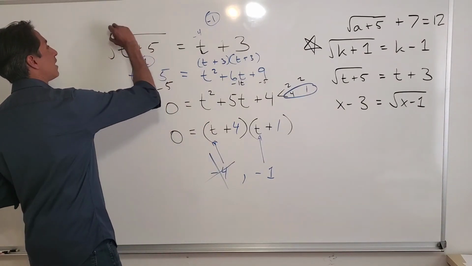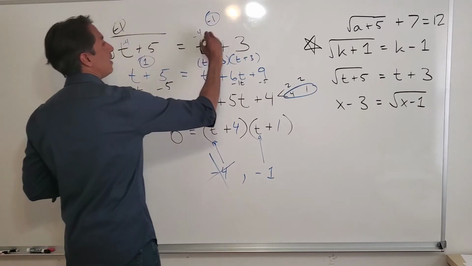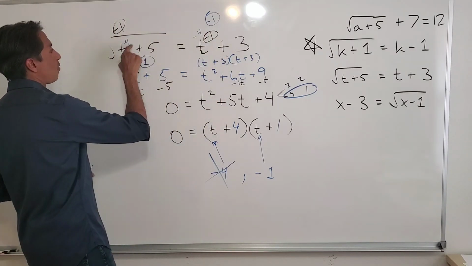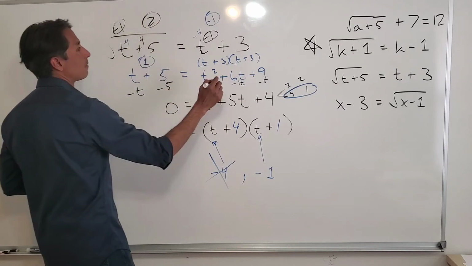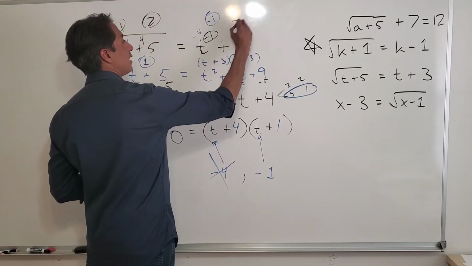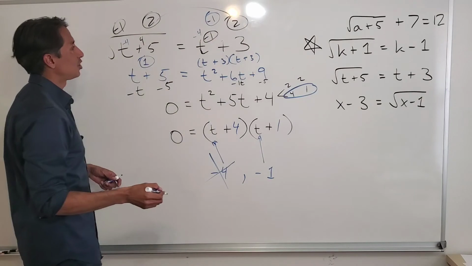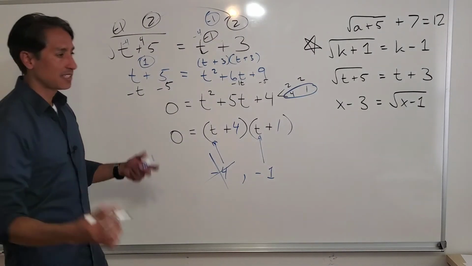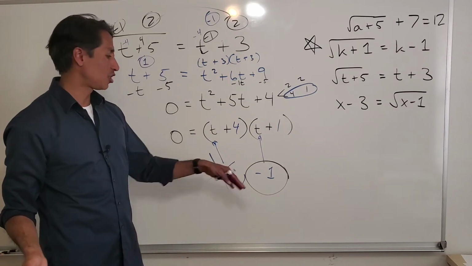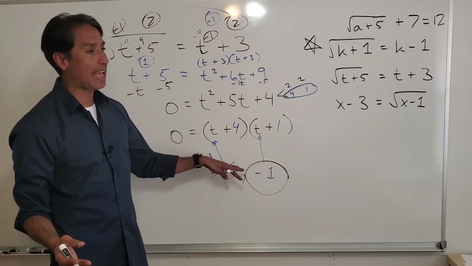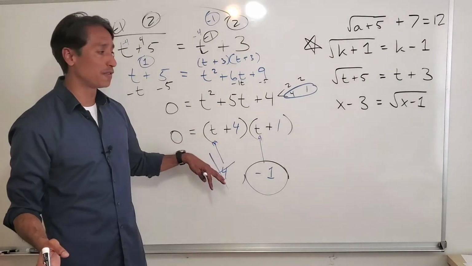-1. Let me put it right here. -1, -1. Okay, -1 plus 5 is 4. Square root of 4 is 2. -1 plus 3 is 2. Is 2 equal to 2? Yes. So therefore, that is my answer. So if I wanted to circle it like that, honestly, I would take that on the test because this is some really good work you've done.